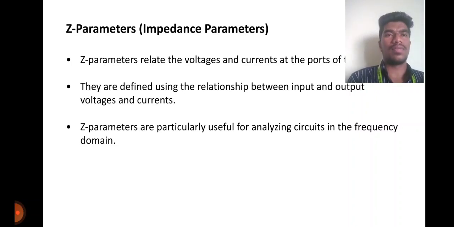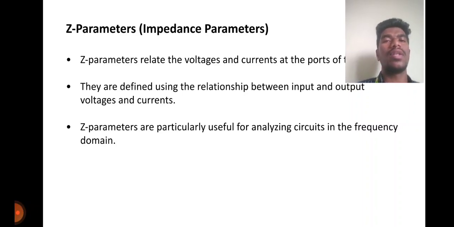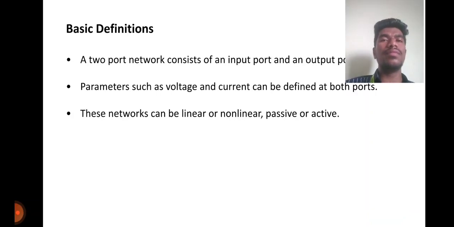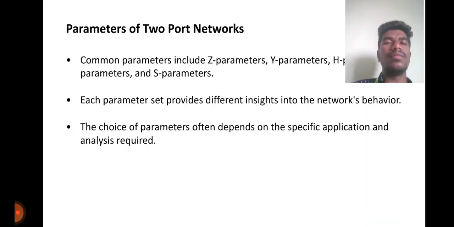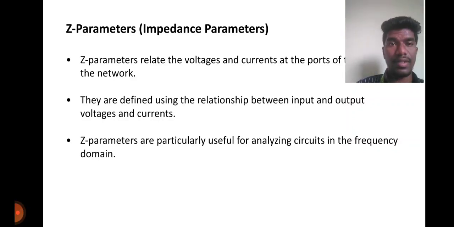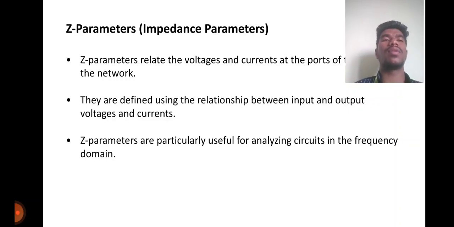Z parameters, impedance parameters. Z parameters relate the voltage and current at the ports of the network. They are defined using the relationship between the input and output voltage and current. Z parameters are particularly useful for analyzing circuits in the frequency domain.